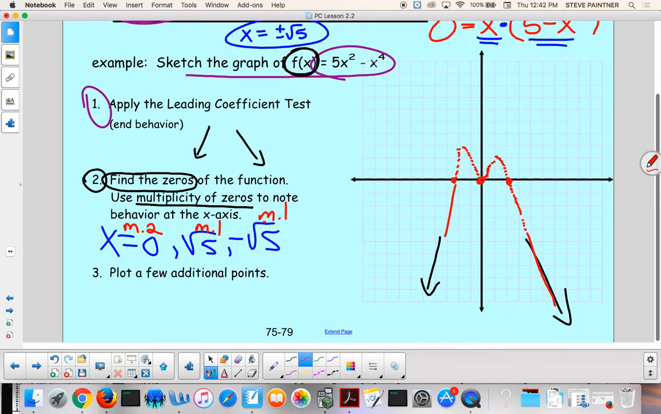Now, that's what it looks like, but you know what I don't know? I don't know how high it goes. I don't know how low it goes. Well, I do know forever. But how do I get the heights? Read that last one. Plot a few additional points. Oh, they want me to find some points.